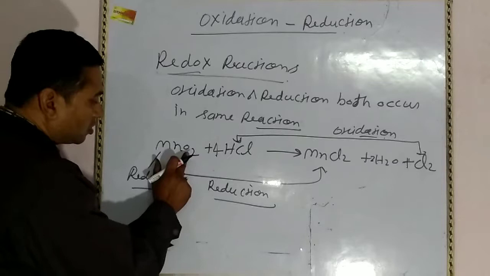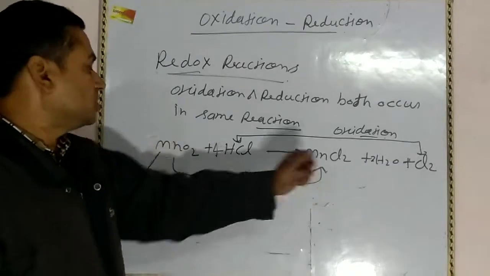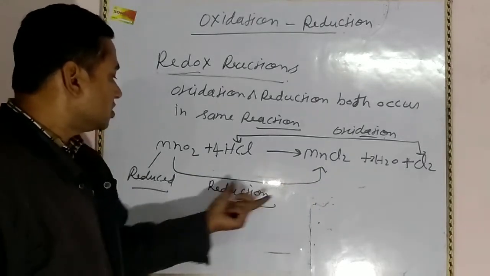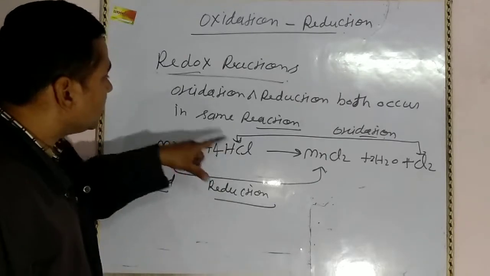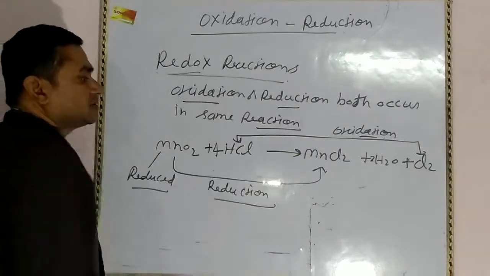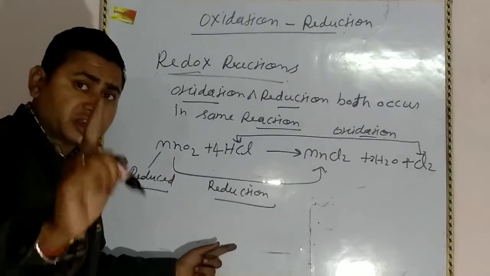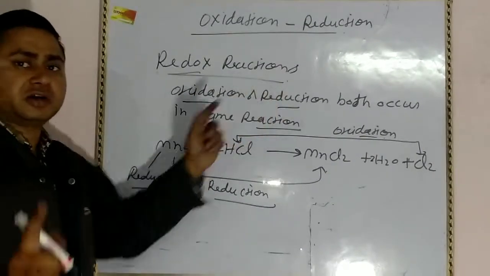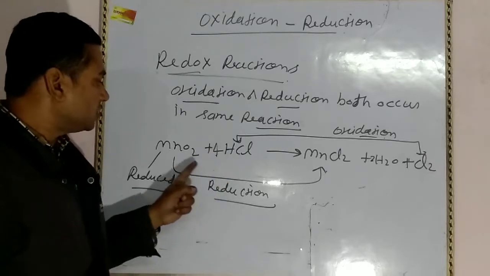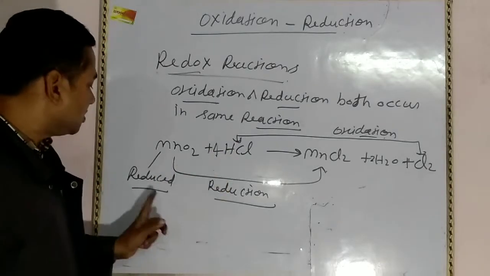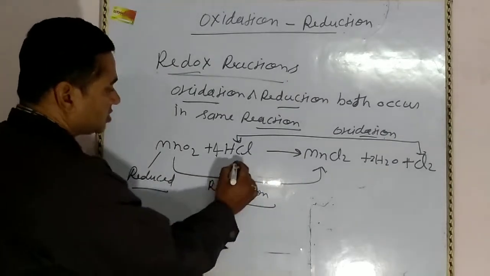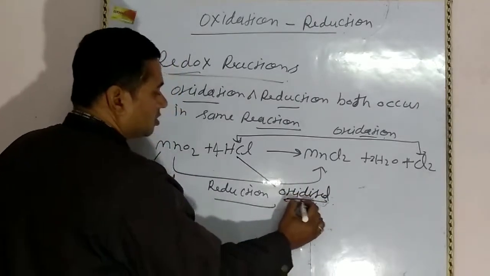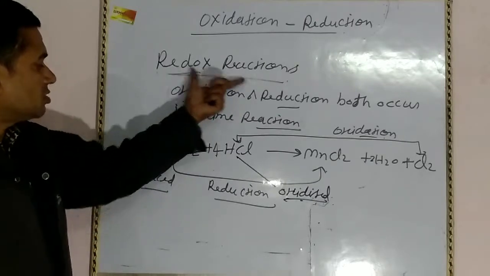And in MnO2 oxygen has been removed and formed MnCl2. So removal of oxygen is called reduction. So this is reduction. Means oxidation and reduction both happening in one reaction. So this is called redox reaction. Understood? One compound has been oxidized and one compound has been reduced. This has been oxidized. So this is redox reaction.